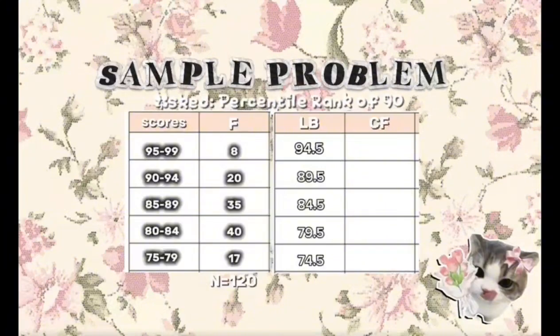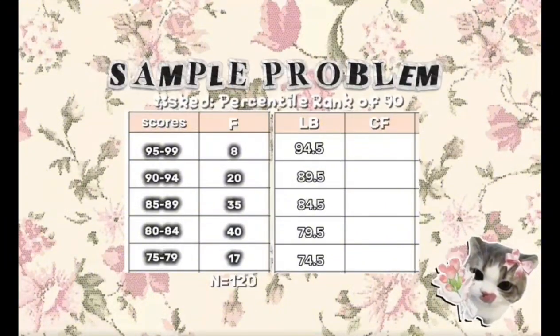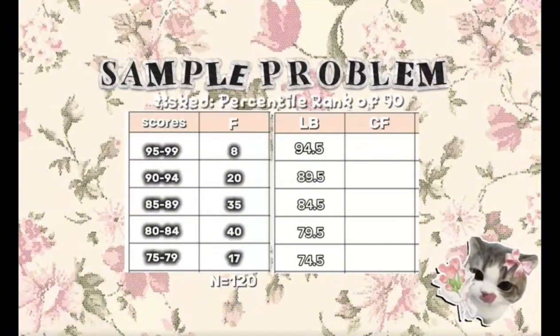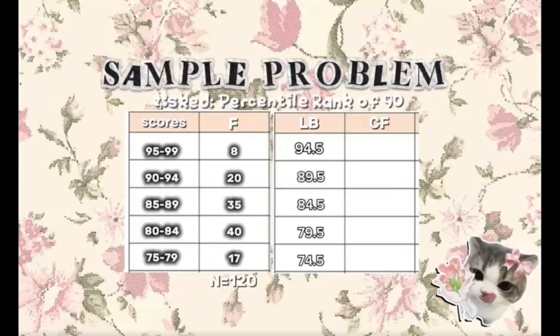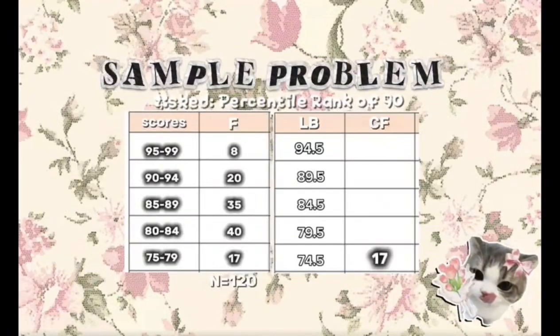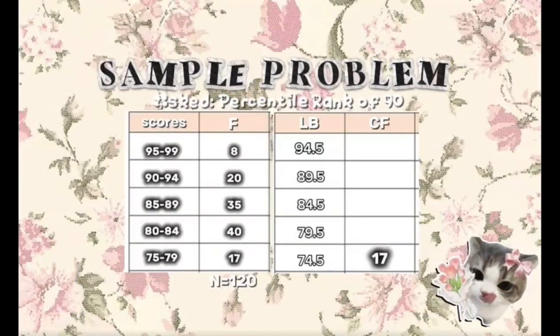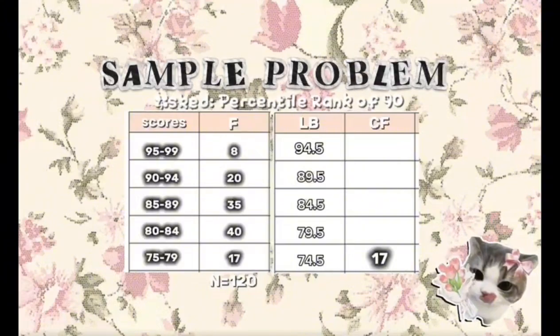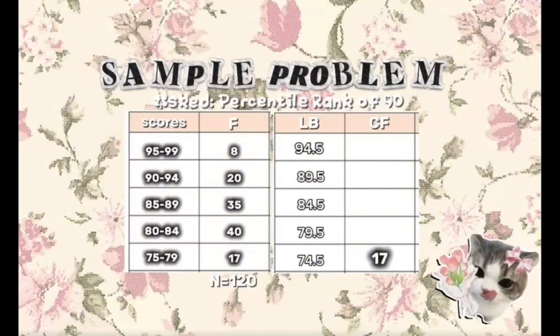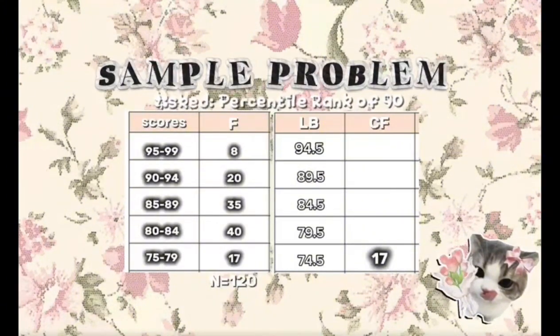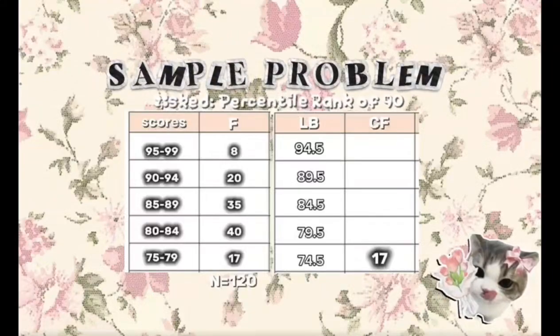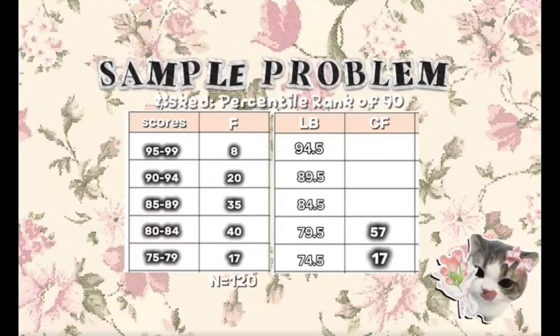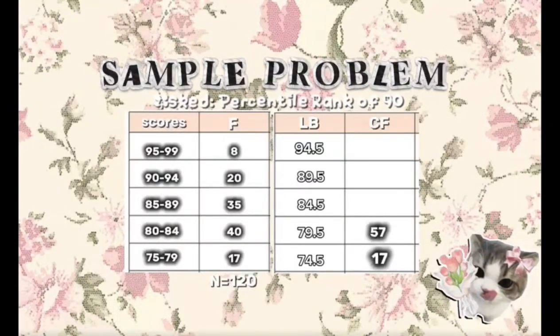To solve the cumulative frequency, just copy the last number of the F, which is 17. Put the 17 beside 74.5. As you can see in the frequency, the upper number of 17 is 40. The next thing you're gonna do is add the 17 and 40, which is 57. Use the same process for the other numbers because the process is still the same.